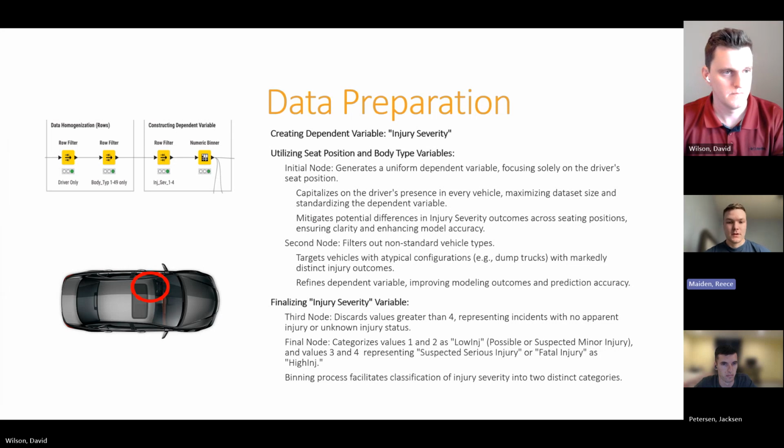The final 2 nodes are used to clean the dependent variable further. We discard values greater than 4, which represent incidents with no injury or unknown injury. And then the final node categorizes the 4 remaining categories into 2. 1 and 2, which were originally possible or suspected minor injury, are categorized as low injury, and then 3 and 4, which were originally suspected serious injury or fatal injury, are now categorized as high injury.